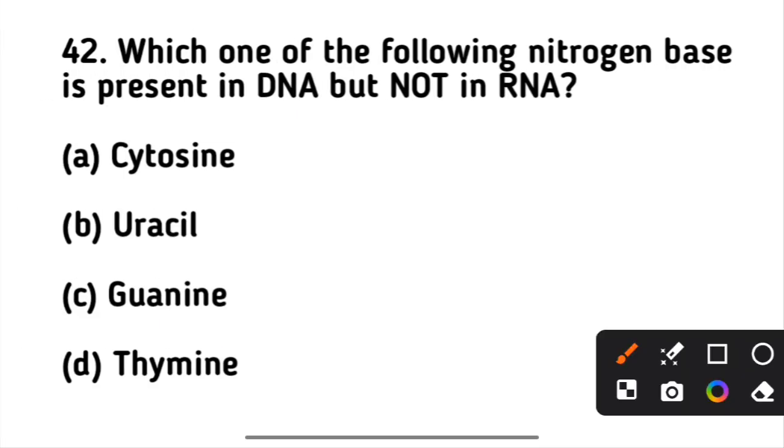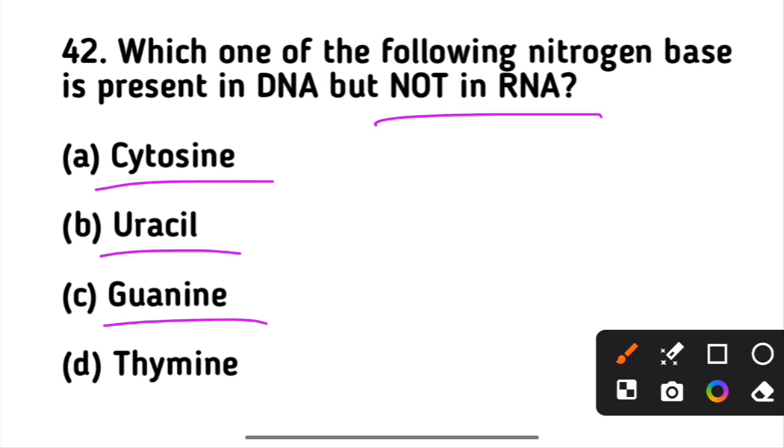Next, which one of the following nitrogen bases is present in DNA but not in RNA? Cytosine, uracil, guanine, thymine. Option D is correct. Uracil is present in RNA, but the question asked for the base present in DNA but not in RNA. Option D is correct, thymine.